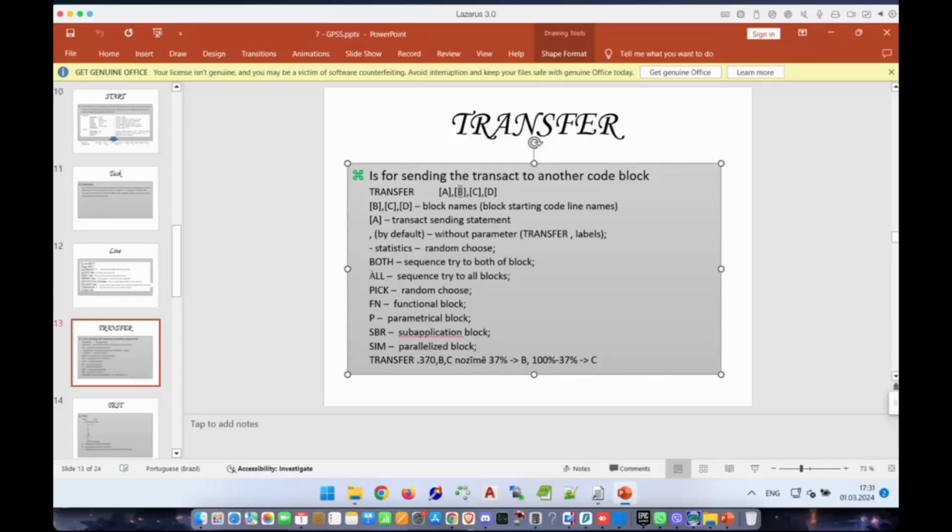If you have a parameter equal to all, that means that the same try will be used for all of the three names of the code lines. And all of the rest cases like peak, function, or the parameteristical block, and other cases, it will not be interesting for us. So that's how the transfer works.